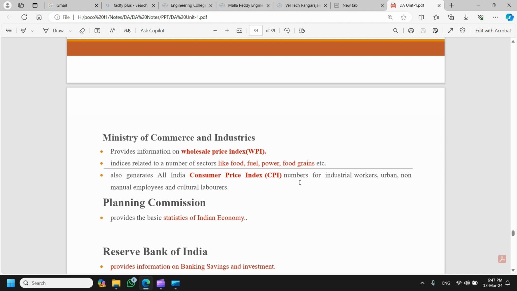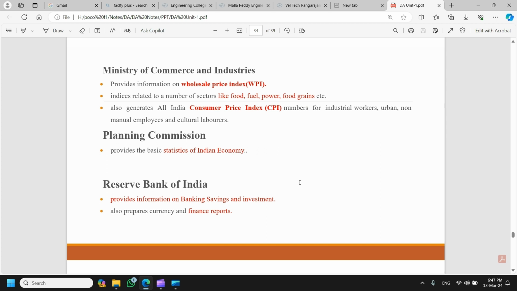The wholesale price index covers food, fuel, power, and food grains. There is also the CPI for all India, covering industrial workers and urban non-manual employees. That is also one of the factors. The Planning Commission has statistics on the Indian economy, showing, for example, whether people's needs are going to increase. That comes from here.